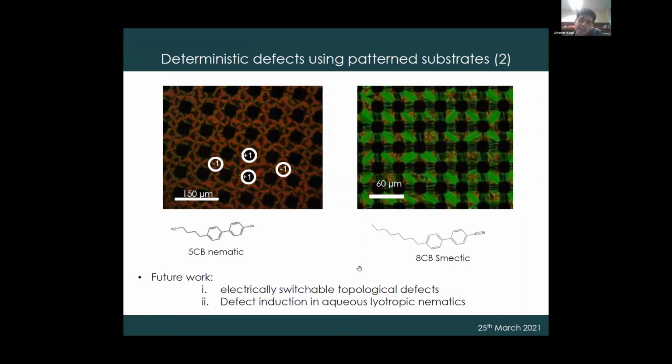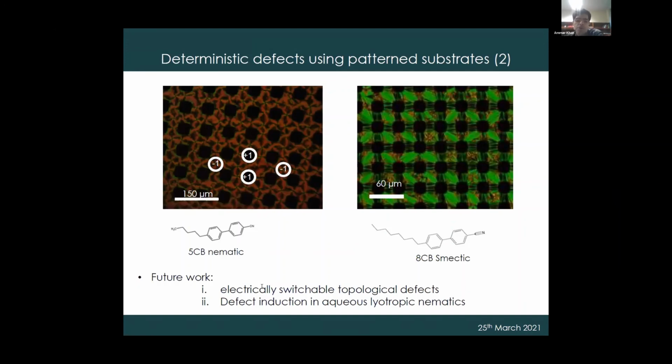We've also made these with symmetric liquid crystals, and we've seen these kind of structures here. I don't think we have topological charge here. I need to reconfirm this, but my current understanding is that we don't have topological charge here, but we do have stable and reproducible topological charge and pattern substrates in the case of nematic liquid crystals.